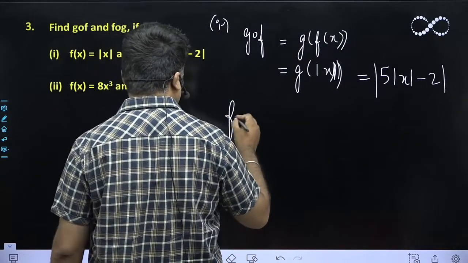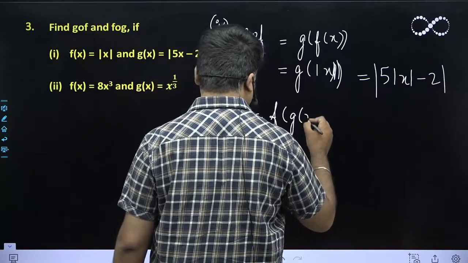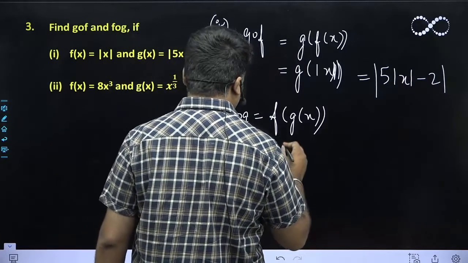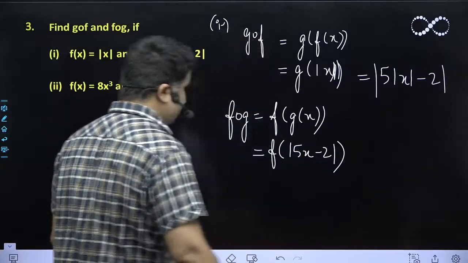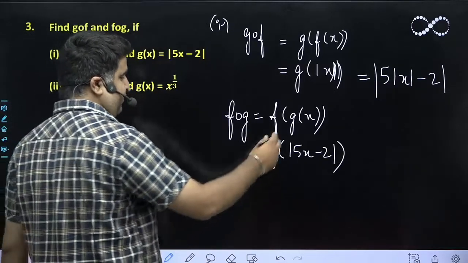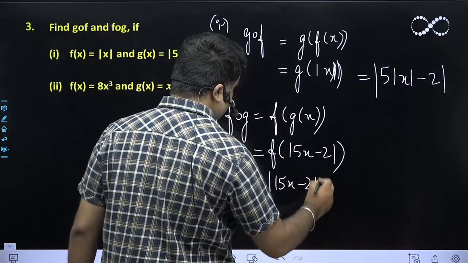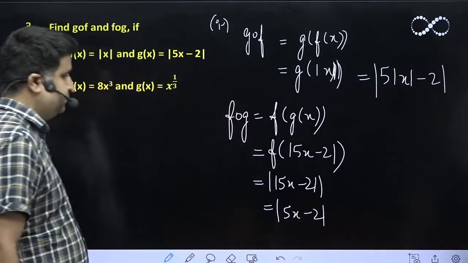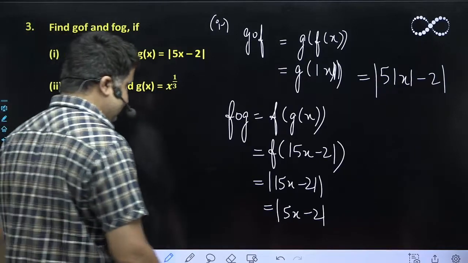Similarly, if we find FOG function, this is F of G of X, right? Now this will be equal to F of mod 5x minus 2, right? Now what is F of X? This is equal to mod X. What is F of mod 5x minus 2? This is equal to mod of mod 5x minus 2, which is nothing but mod of 5x minus 2. So this is how we find FOG and GOF in these cases.